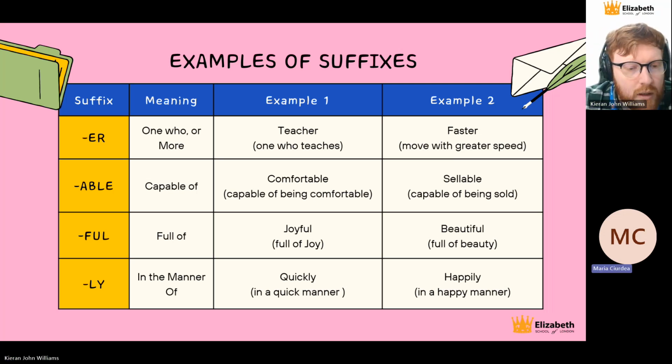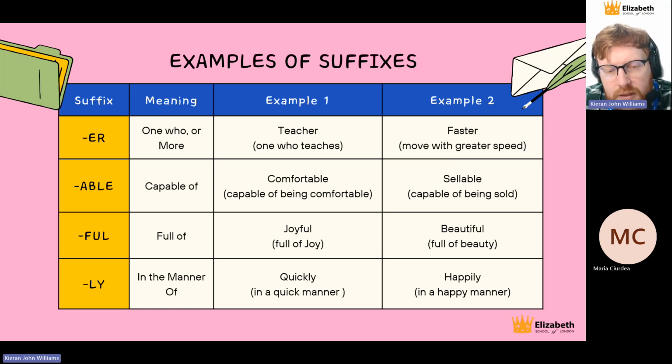Able gives us the idea that you are able to do something, or it is able to be something. So comfort, comfortable: something is able to give us some comfort. Sellable means that you are able to sell the thing. Another easy one is FUL, full, and this tells us that someone or something is full of something else. So joyful means you are full of joy. Beautiful means that you are full of beauty.